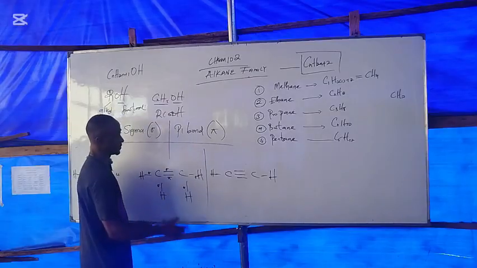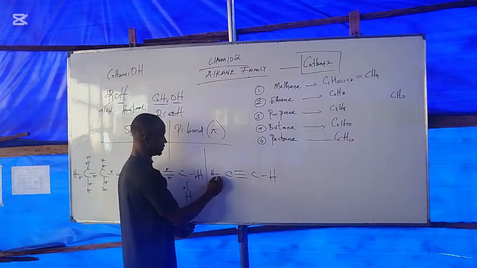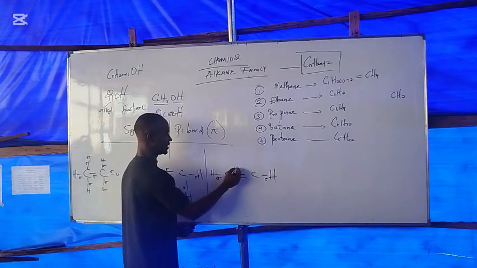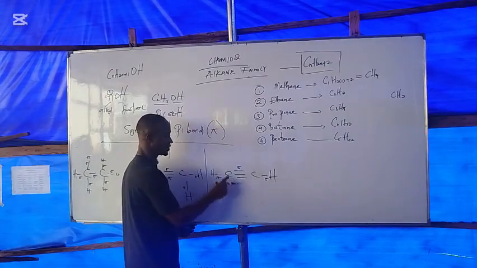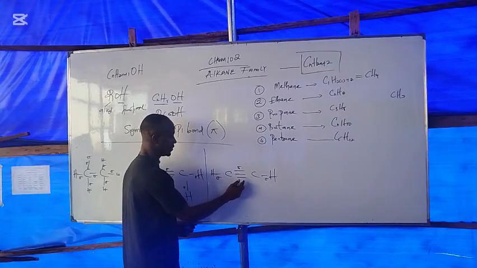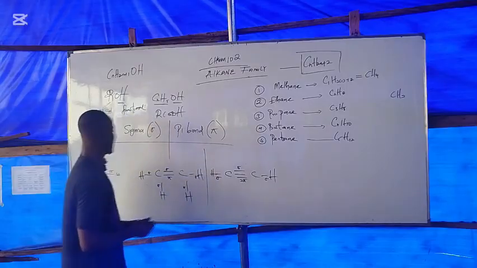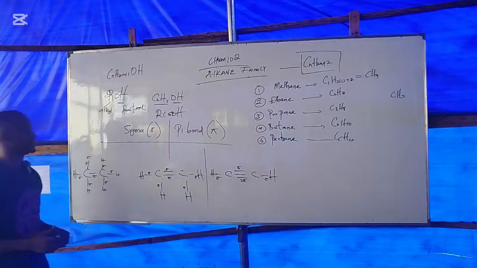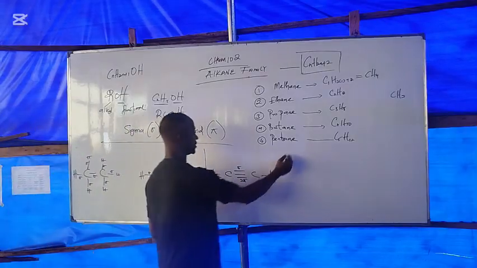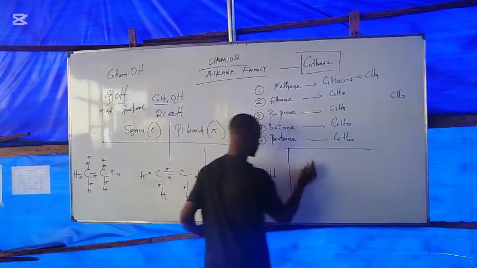So for this now, how many sigma bonds? Let's take 1, 2. How many will be here? Is 1. The first bond is always sigma. How many pi bonds? 2 pi bonds. Is it making sense now? Now there's a formula I gave to find the number of sigma bonds.